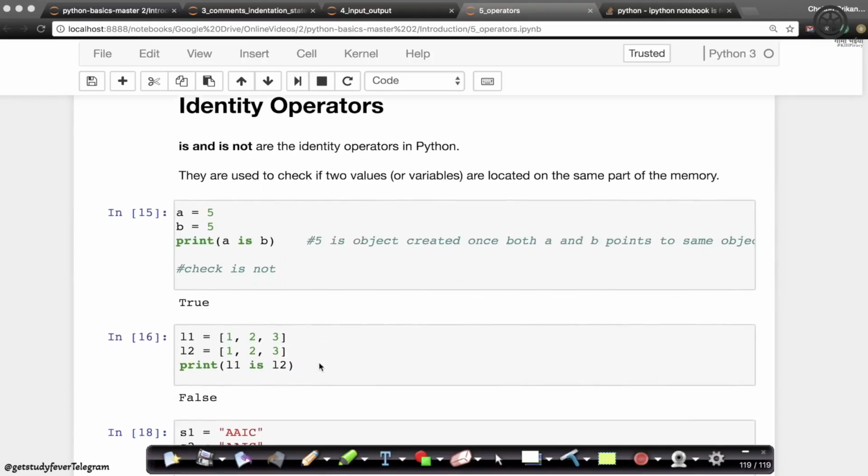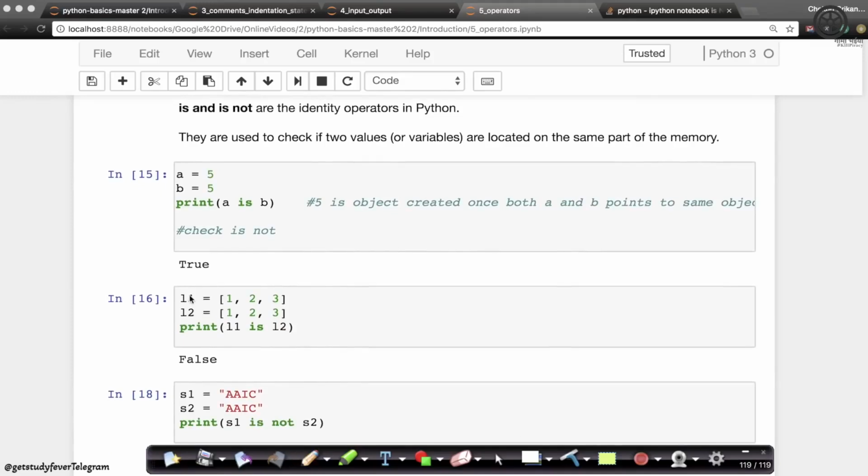Now, the same thing is not true for lists. Here I have a list L1, which is 1, 2, 3. I also have a list L2, 1, 2, 3. You might say, okay, probably this list 1, 2, 3 is created in one memory location and both L1 and L2 are pointing to it. No, this is not true. It's only true for simple variables like numbers, not for complex data structures like lists, dictionaries and tuples. So this returns false.